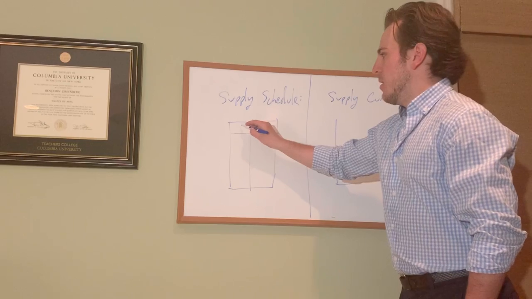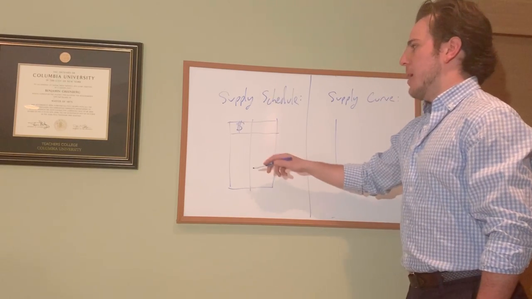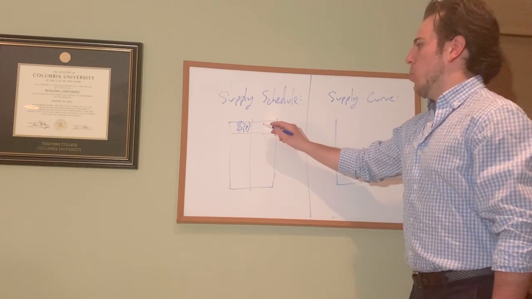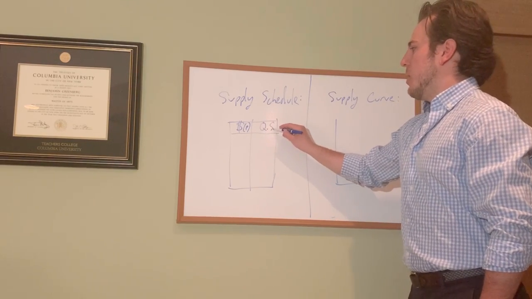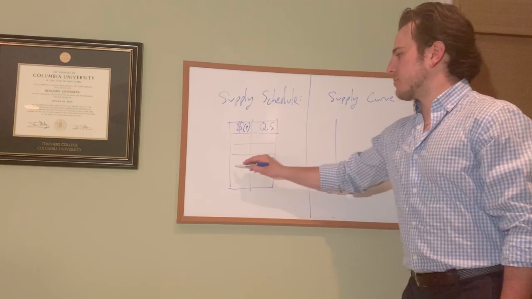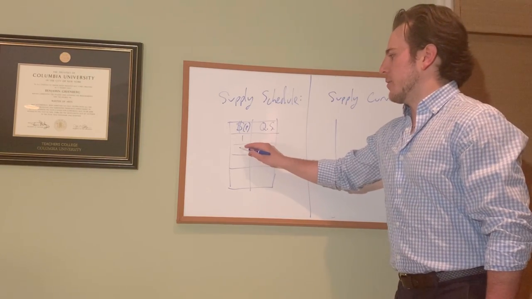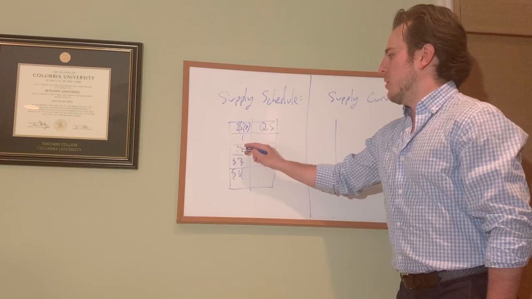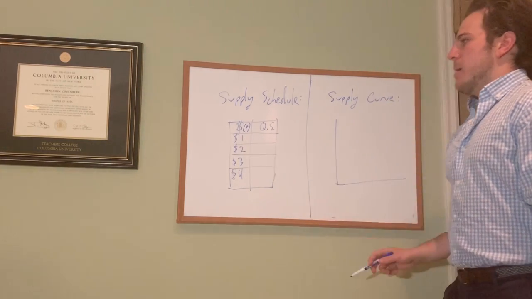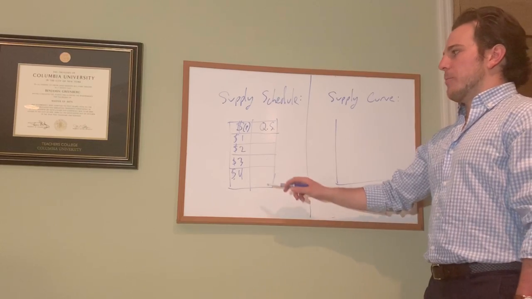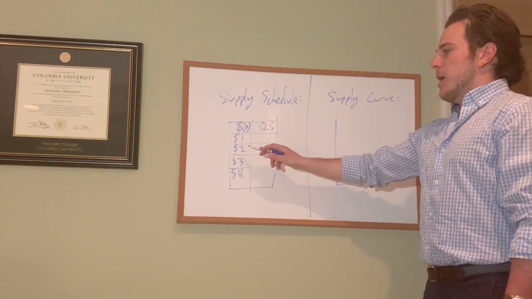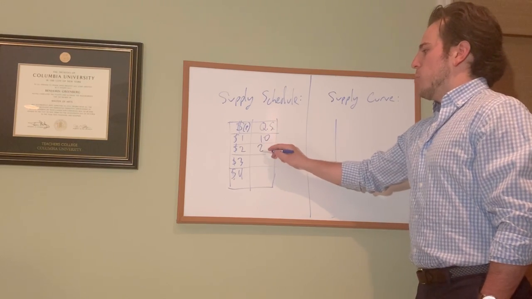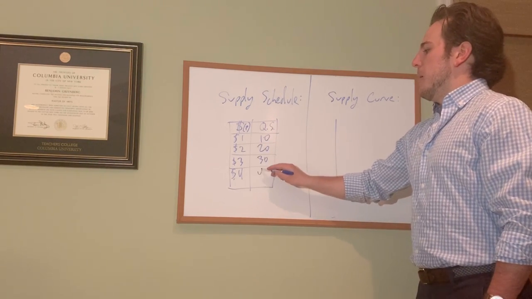So this might be price, right? We'll use a dollar sign, right? Price. And then over here, we'll have quantity supplied. And we'll have $1, $2, $3, $4. And the quantity supplied would go up each time, right? At $1, the supplier is willing to produce 10, then 20, then 30, and then 40.